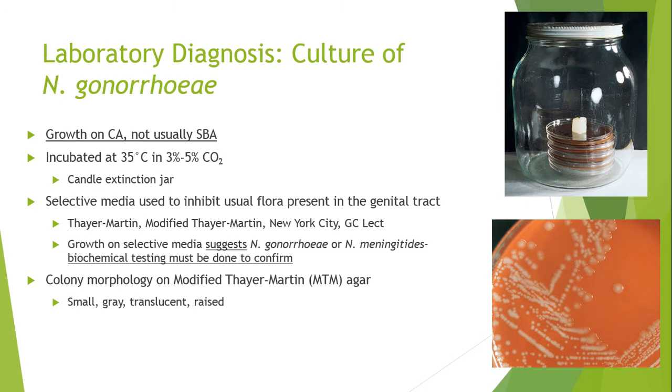How do we grow it and what's it look like on the plate? Here, real important, it grows on chocolate agar but not on sheep blood agar. Not usually. We can't say 100%, but for testing purposes, gonorrhea doesn't grow on sheep blood agar. They can do whatever they want in the real micro lab, really. It's incubated at 35 in 3 to 5% CO2 because it is a capnophile.